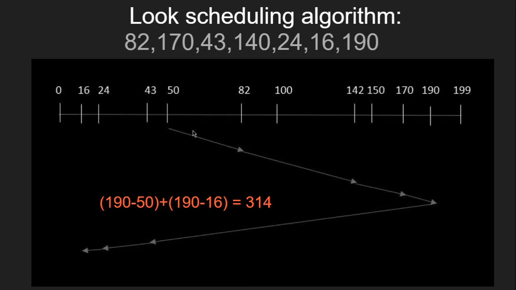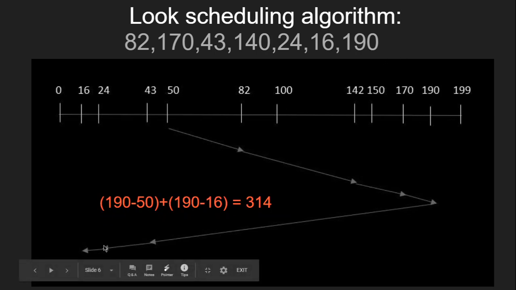Look at the difference between SCAN and LOOK. LOOK will go only to the maximum request in the sequence, not to the maximum end of the cylinder. Here there is a cylinder 199, but the maximum request is only 190. So this LOOK will go again in the right direction, but it will only find the values till the maximum request, which is 190, and then it will come back, going to the minimum request 16 and not to 0.